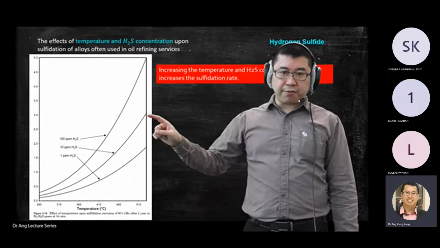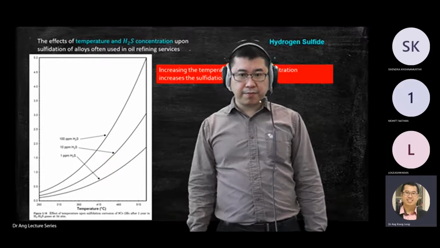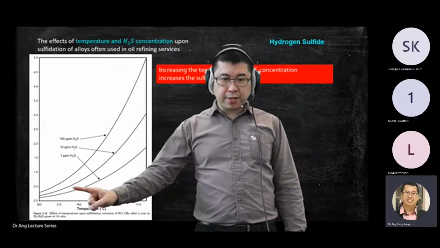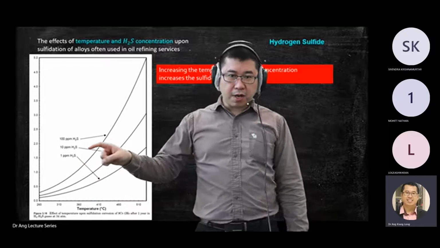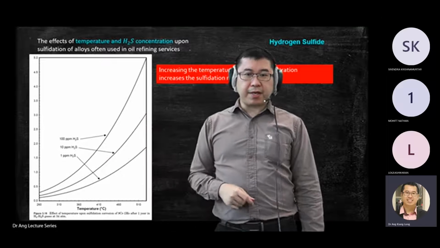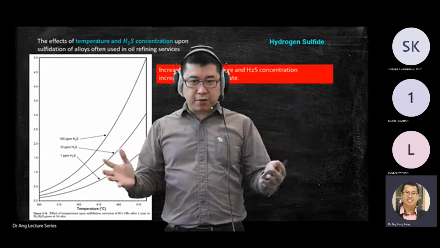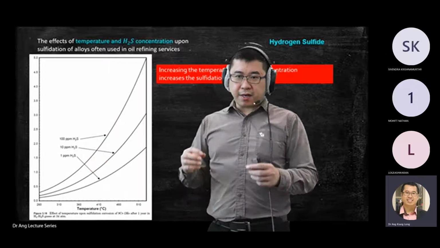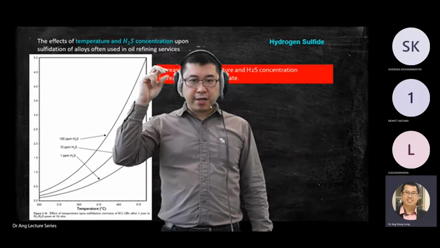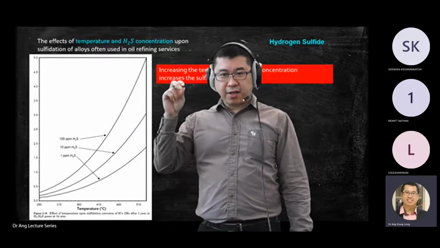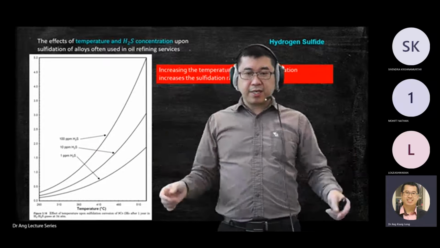And what is the difference between these three lines is the concentration of the hydrogen sulfate. So if you increase, for example, this is the first test, your first experiment, you use 1 ppm. What is ppm? 1 part per million. 1 part per million means you imagine you have a box of 1 million atoms inside, and you put in one atom of hydrogen sulfate inside the box, and then you mix around.